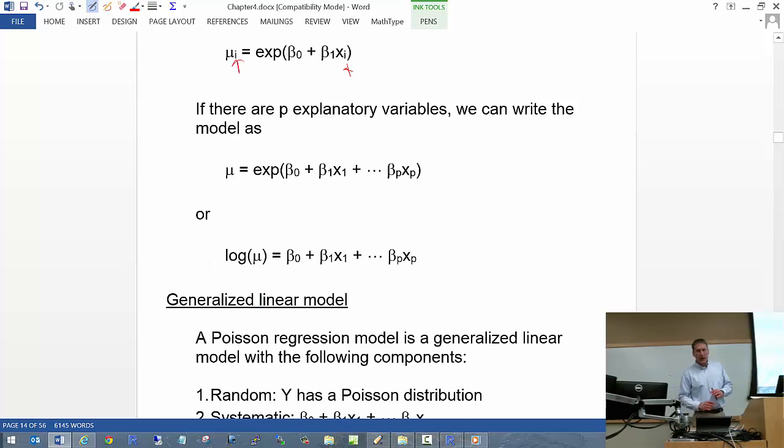Now, if there are p explanatory variables, you do what you would expect. You just have this linear combination of betas with p different x's.